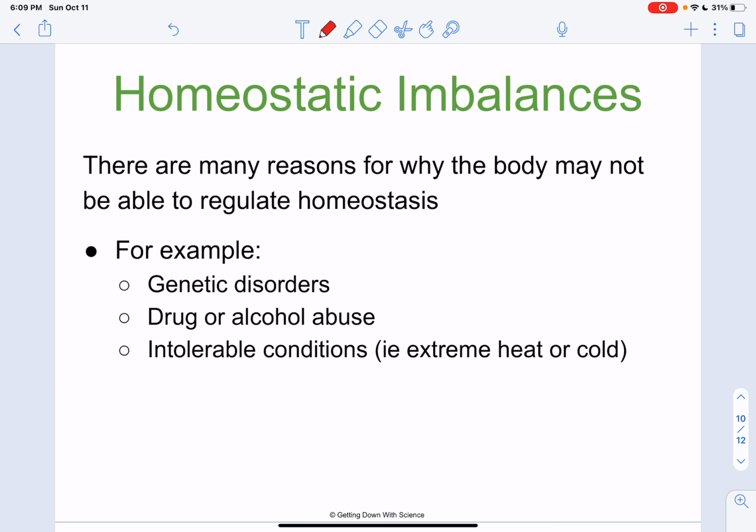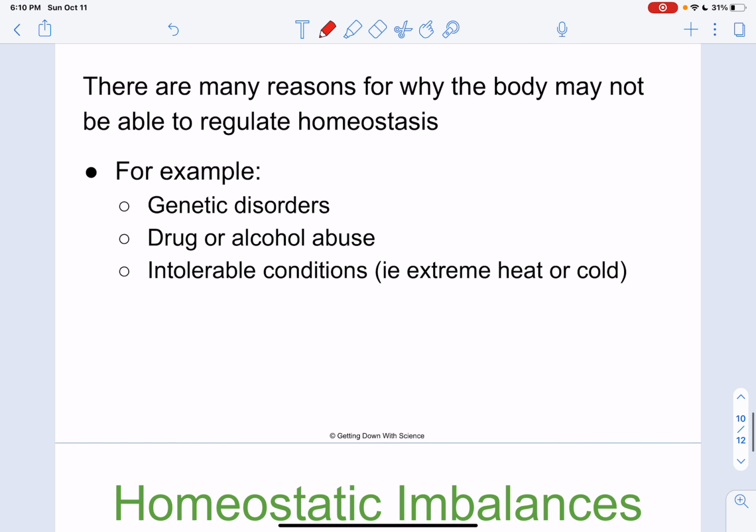There are many different ways that our body may not be able to regulate its homeostasis in certain parts. So it could be able to regulate internal temperature, but not blood sugar levels. And so this can be caused by genetic disorders, if you abuse or use drugs, or if you're in an intolerable condition like extreme heat or cold.